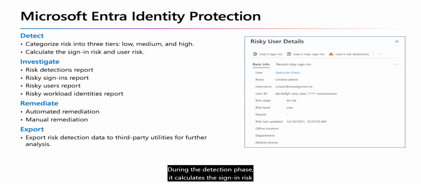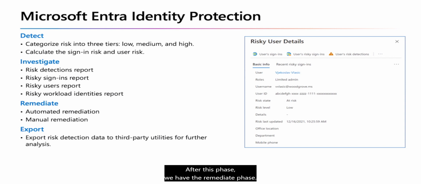During the detection phase, it calculates the sign-in risk and the user risk. In the sign-in risk, we look into the probability that it wasn't performed by the user. On the other hand, for the user risk, we look into the probability that their identity has been compromised. Then, in the investigation phase, identity protection provides organizations with 4 reports that they can use to investigate identity risks in their environment.